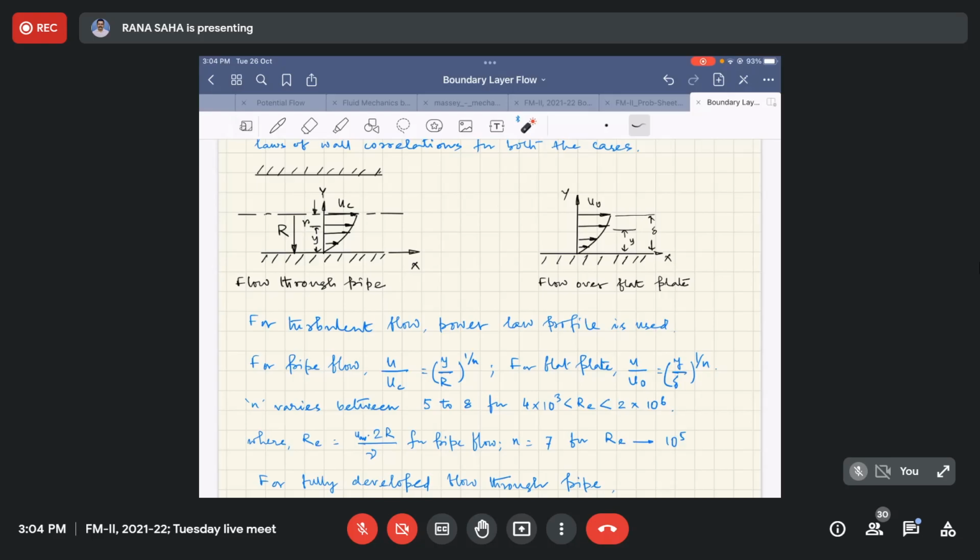Basically, I think you can recall Darcy's equation. What is the basis of Darcy's equation? Can anybody try to answer?